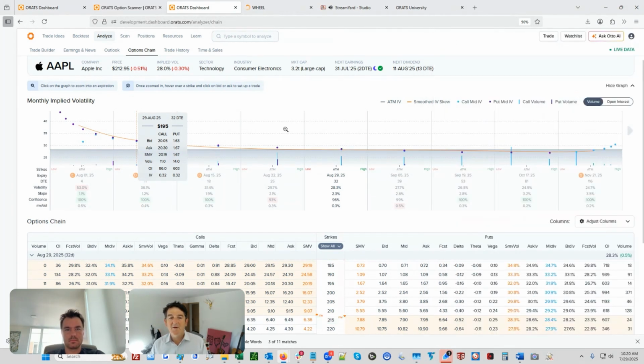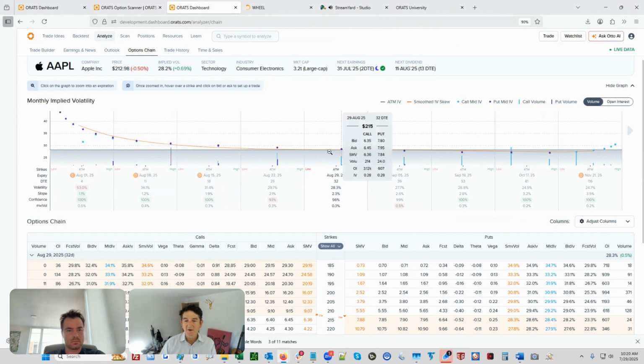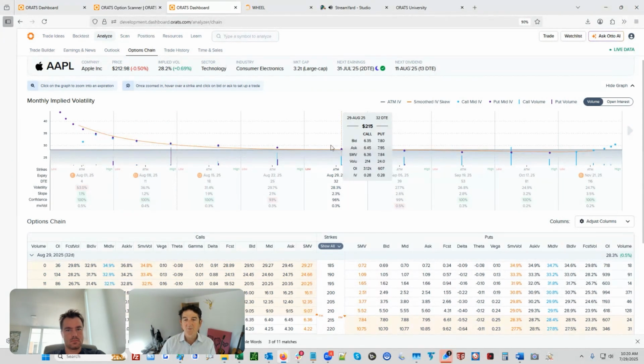Mm-hmm. And then thirdly, this is how we calculate that at the money. So we draw the skew, and at the 50 delta is where we draw our at the money volatility, and that is a very accurate volatility, and that allows us to do that forward volatility calculation. Does that all make sense?